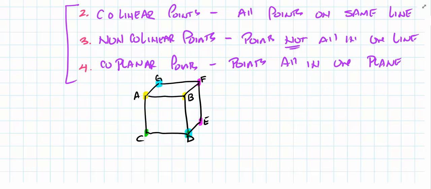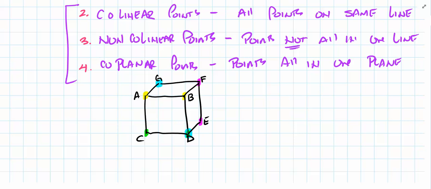Non-collinear points. Can we find any of them like that? You need 3, right? What about E, F, and B? Yeah, that doesn't work, right? E, F, and B would not be non-collinear because they're not all on the same line. But what about E and B? Those would be, right? You see the difference? Okay, that's a big difference.